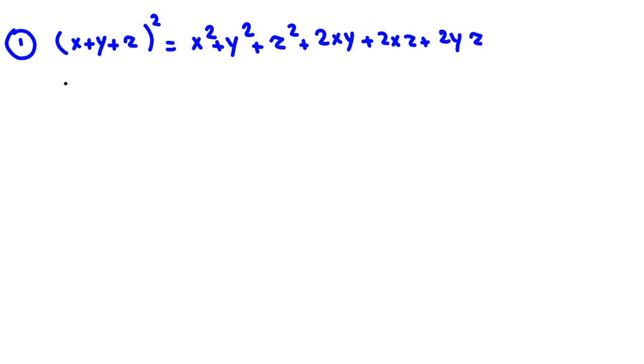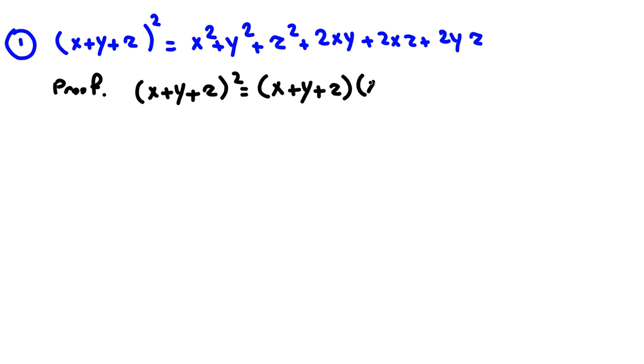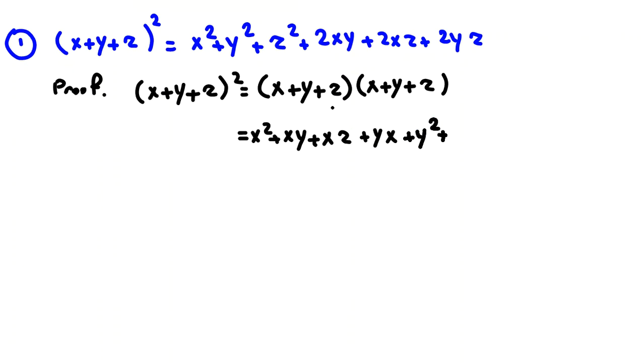So let me prove it. Proof. (x plus y plus z) squared is equal to (x plus y plus z) times (x plus y plus z). Then x times x is x squared, x times y is xy, x times z is xz, then y times x is yx, y times y is y squared, y times z is yz, plus z times x is zx, z times y is zy, plus z times z is z squared.